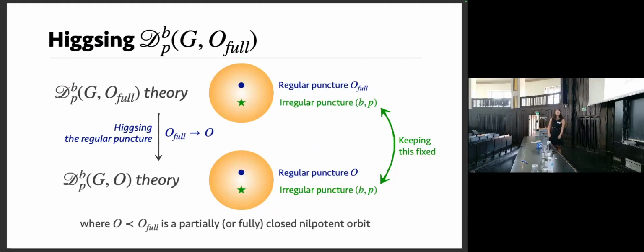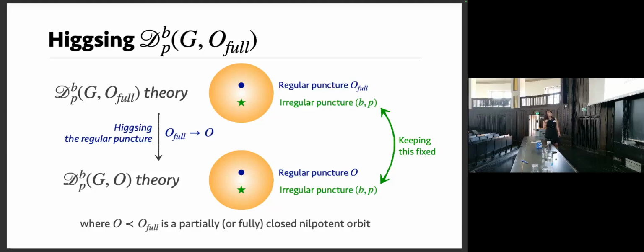Now then, we can consider nilpotent Higgsing of these theories, now that we understand how to prescribe physical properties for a given theory. So let's start with the highest UV theory, because for any type, we can always have the full puncture as the fully closed nilpotent orbit, and we can order it explicitly.